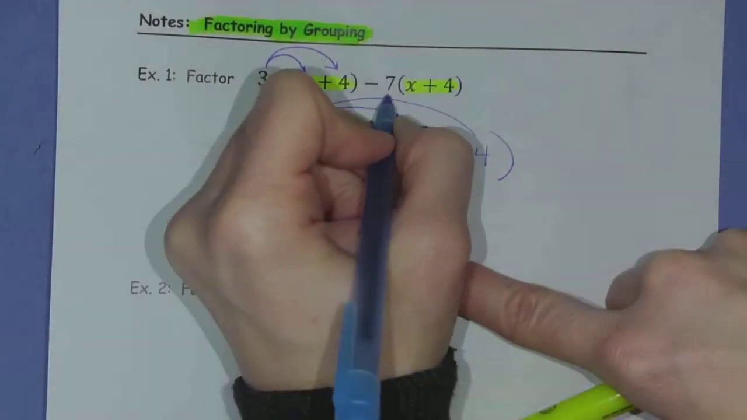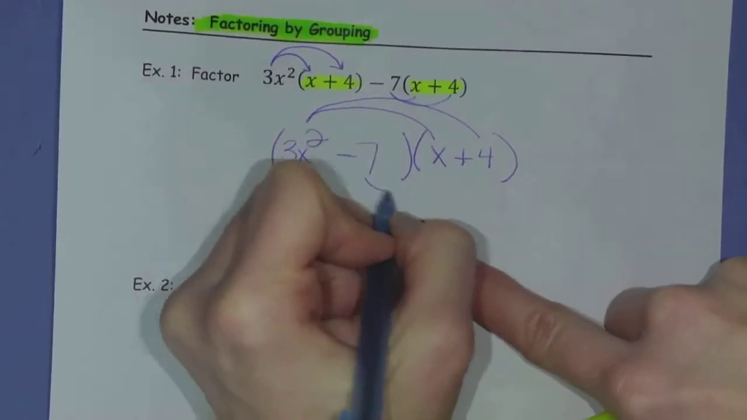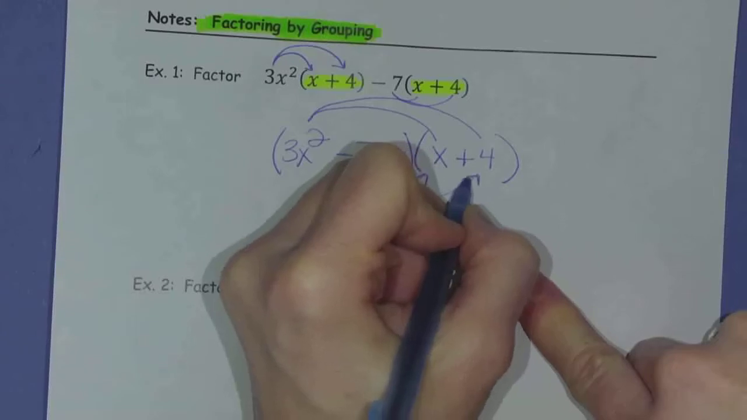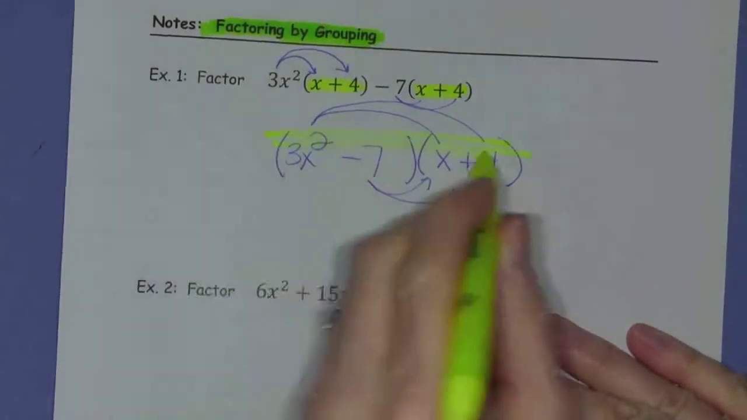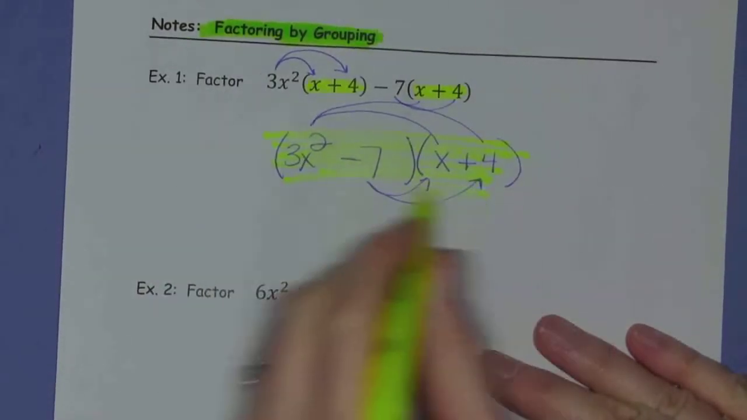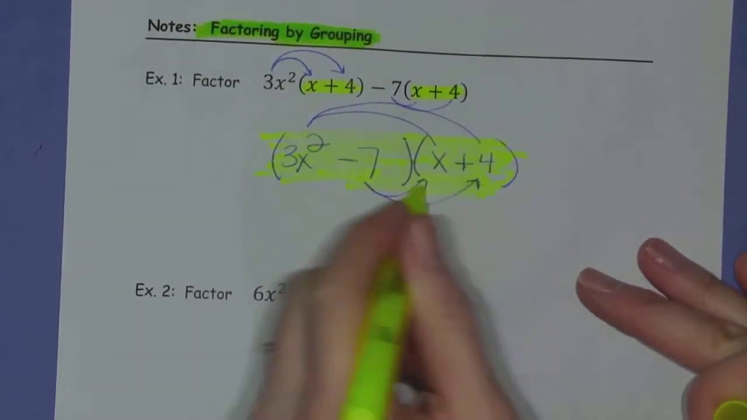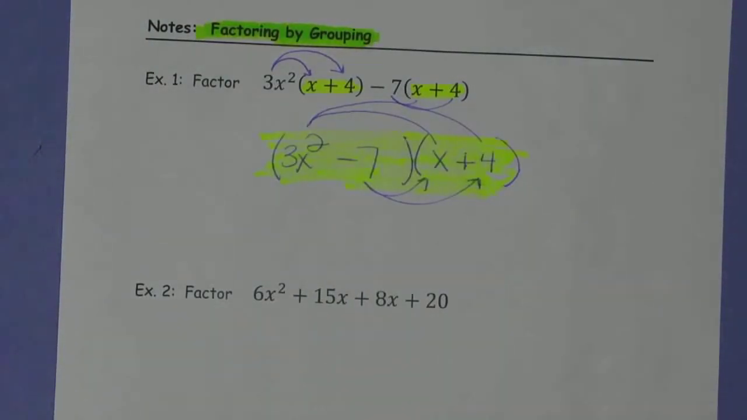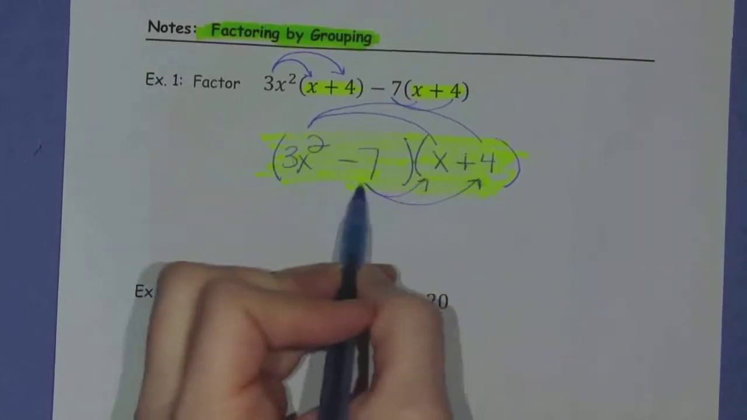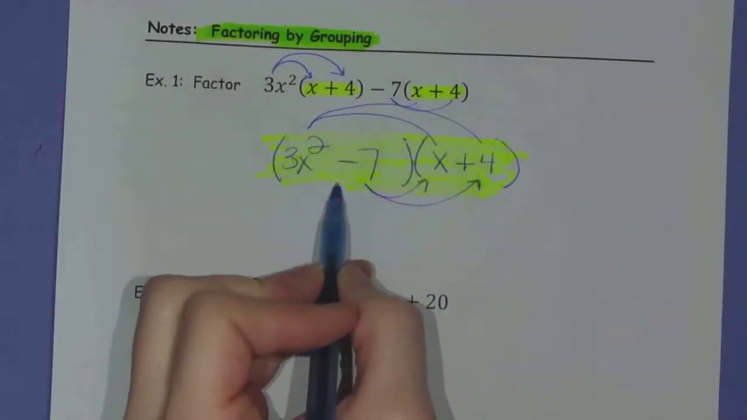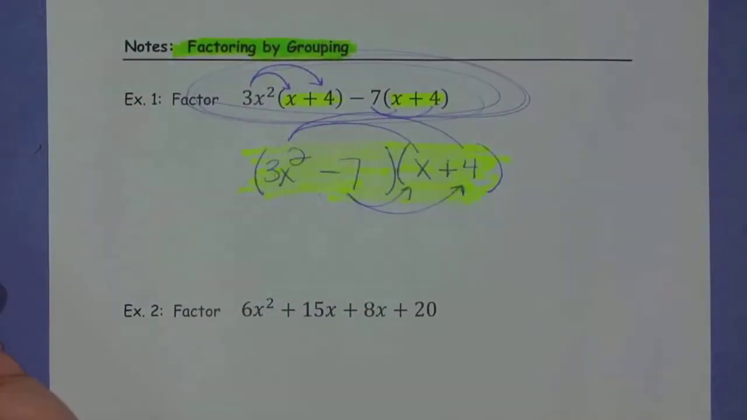And then the negative 7 gets multiplied to both the x and the 4. And so my final answer right here is 3x squared minus 7 times x plus 4. That's called factoring by grouping. Isn't that cool? Okay, let's go to the next one. And by the way, if you would check this problem and distribute and collect like terms, you're going to get the same thing as if you distribute up here.